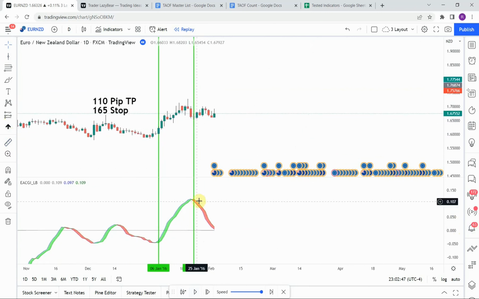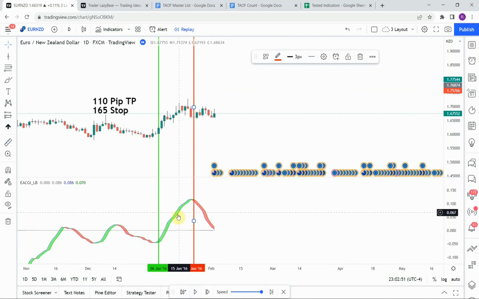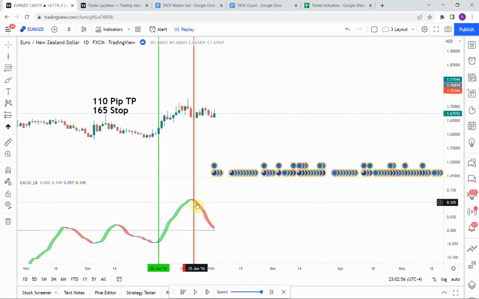Alright, so the next signal that we pick up is a short signal. You can see that we have the ribbon in the upper position here above the zero line. We get that switch to the red right here on this one. Unfortunately, we do get stopped out as we get a little bit of a push to the upside right here.